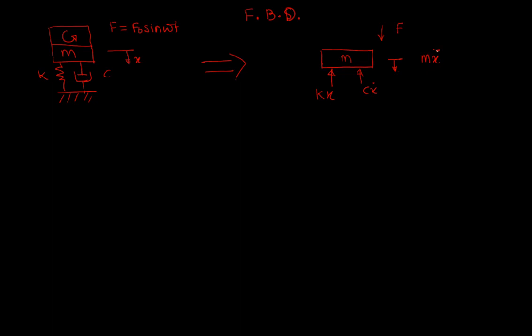Okay, now I can combine all these. This is 1, 2, then 3. On one side this will become m x double dot plus c x dot plus k x equal to my F, that is the external force. This force may not be sinusoidal all the time, maybe anything. We put it that way for simplification purposes. Okay, so now I got this equation.